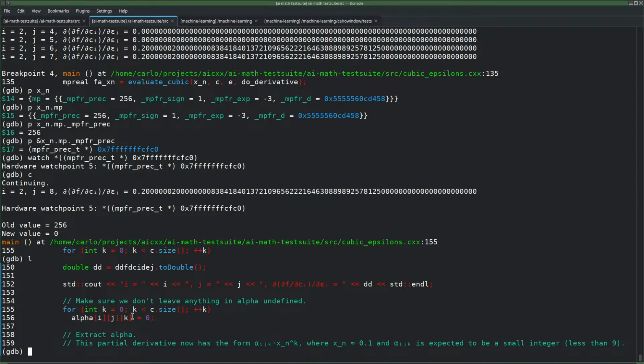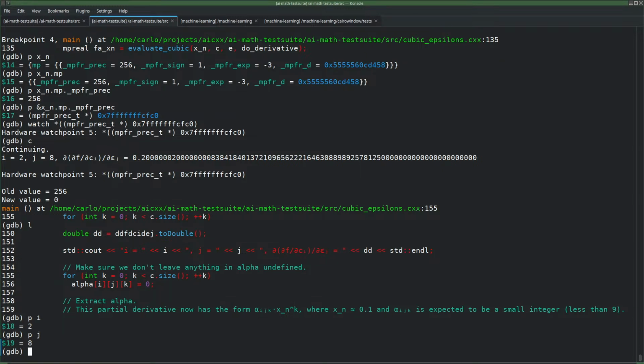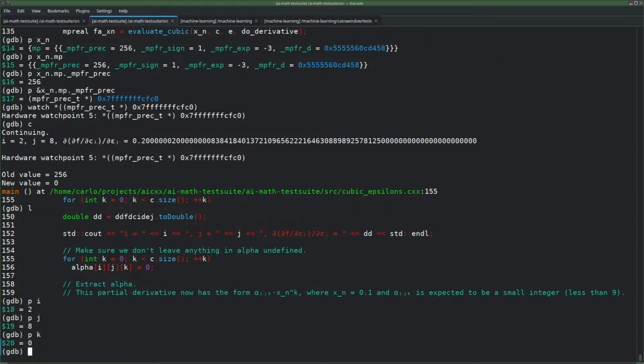So this is going over the boundaries of alpha. It's really strange. That totally should not be the case.